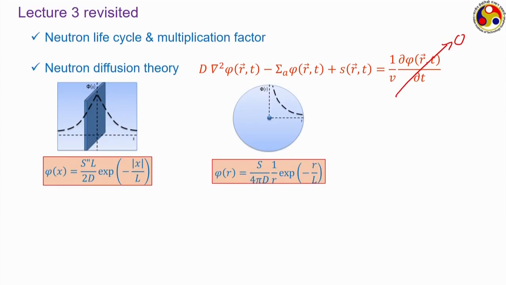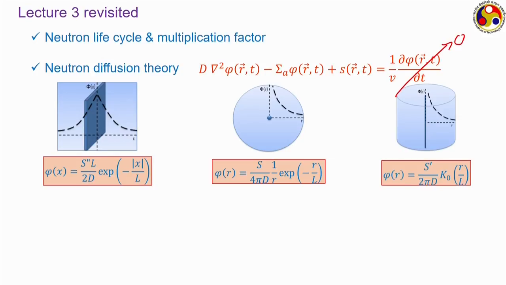Then we went to the second consideration, where we had a point source of neutron. This being a point source, it is capable of emitting neutrons in all possible directions over a sphere. So, we used the spherical coordinate system and got this particular distribution of neutron flux. Here S represents the source strength, that is number of neutrons emitted per unit time by this point source.